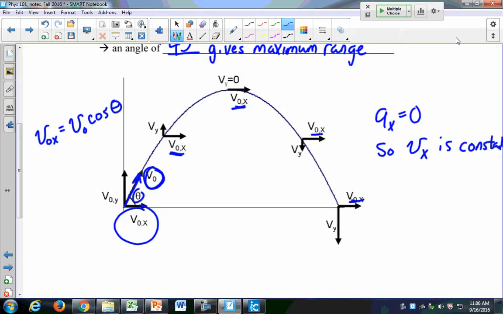When I was throwing something up in the air, we talked about that as well, how the initial velocity was right after it leaves my hand, and then the final velocity was right before it reaches my hand and stops again. The same will be true here.